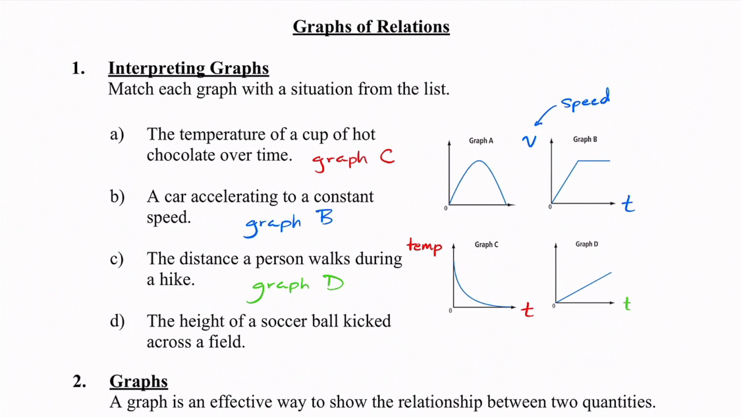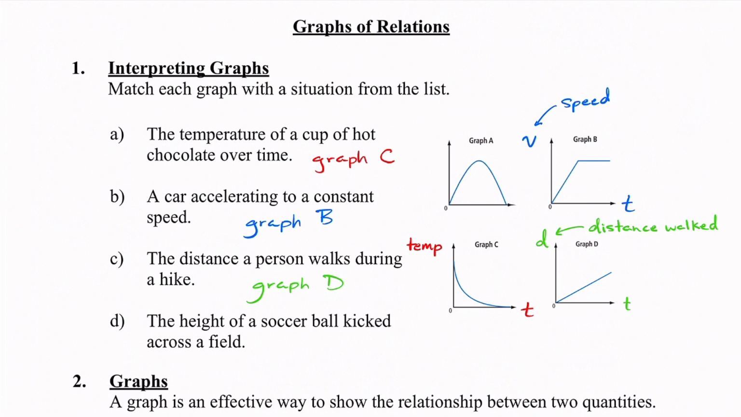Again, put T on the horizontal axis, and then we're going to put D on the vertical axis, and the D represents distance. Okay, and then the last one, the height of a soccer ball kicked across a field.